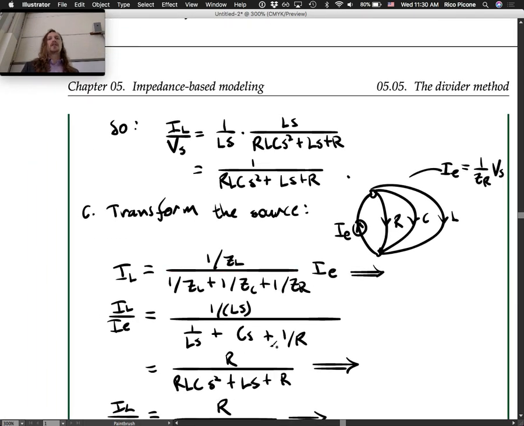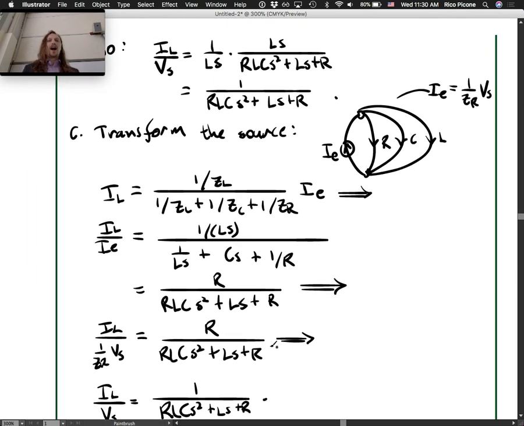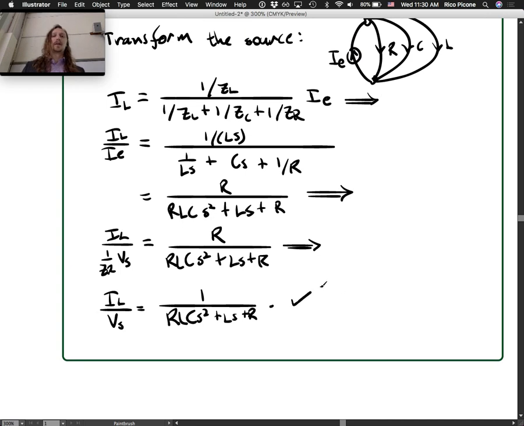Okay, any questions on this example? So I guess the takeaway is that IL over VS, no matter which way you go, this way from part B or this way from part C, should be the same. And so we use two different ways to get to that. And it's not like this is the preferred way. Either way would be fine.